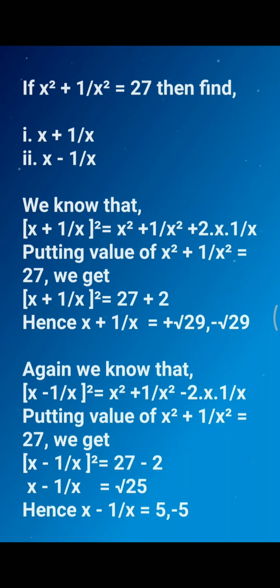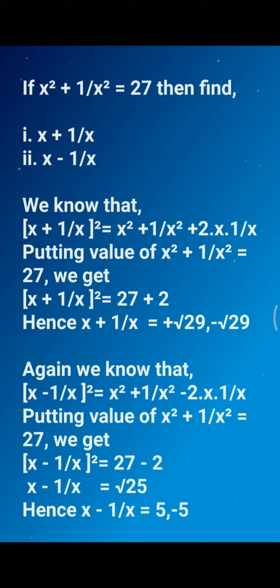Well, here there is a problem that deals with algebraic identity first and second. We have to find out the value of x plus 1 upon x and x minus 1 upon x, given that the value of x square plus 1 upon x square is equal to 27.